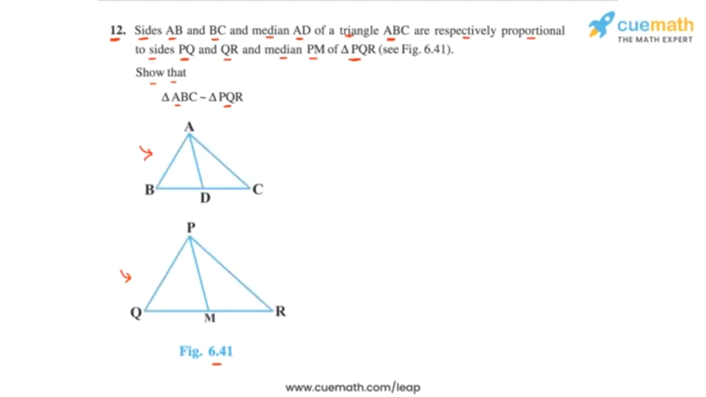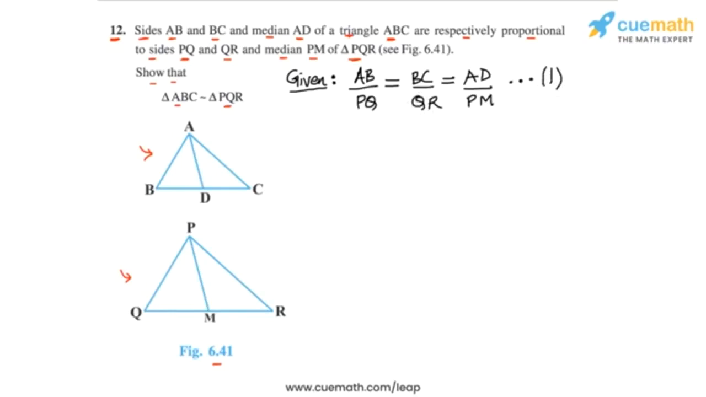Okay, so let's write the information that's given to us. So we are given that AB, BC and AD are proportional to PQ, QR and PM. So we can write this in terms of equality of three ratios. AB by PQ will be equal to BC by QR, and this will be equal to AD by PM, the ratio of the two medians. Okay, so let's call this equation 1.